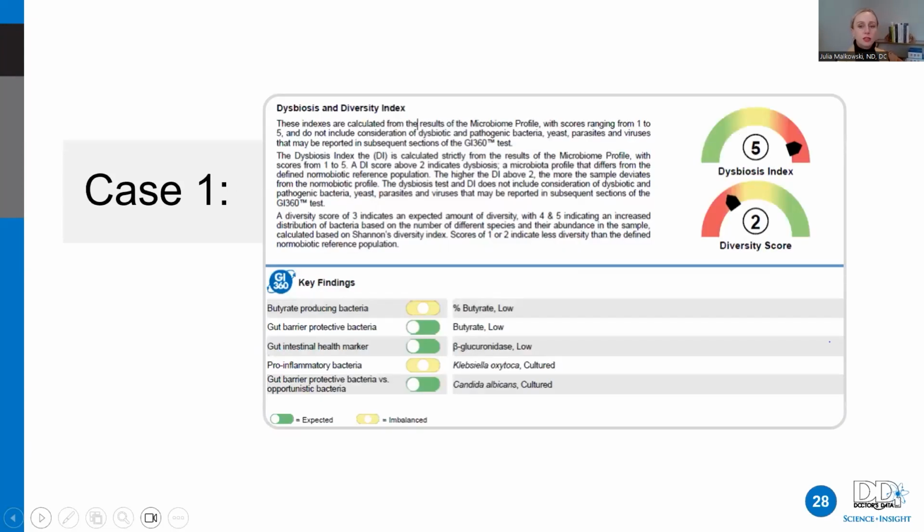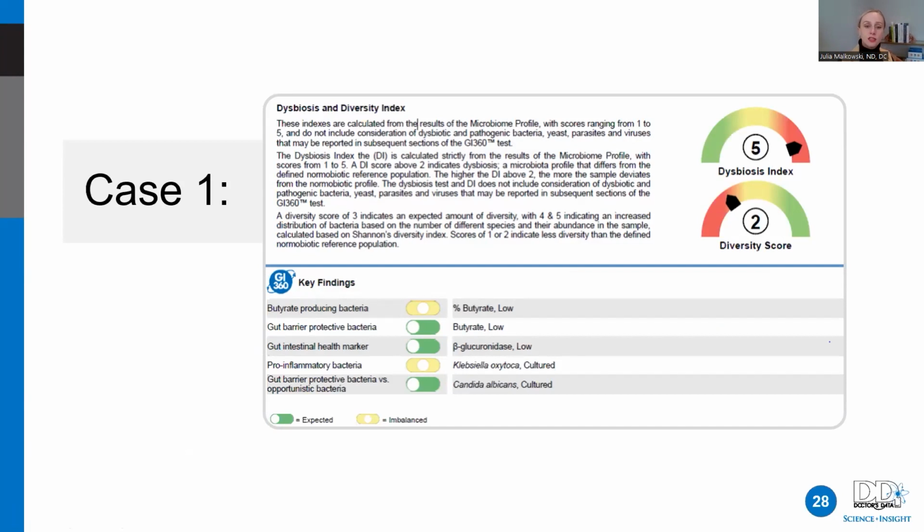So let's take a look at the next piece of information. We have the dysbiosis and diversity indices. The dysbiosis index, remember, the higher dysbiosis index is unhealthy. You do not want the dysbiosis. This is a score of 5, so this is an unhealthy gut. As far as the diversity score goes, you want a healthy, diverse microbiome. This patient has a diversity score of 2, so this is an unhealthy gut. So we know there's dysbiosis and there's lack of diversity.